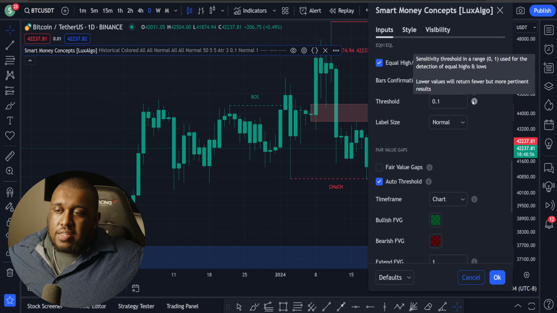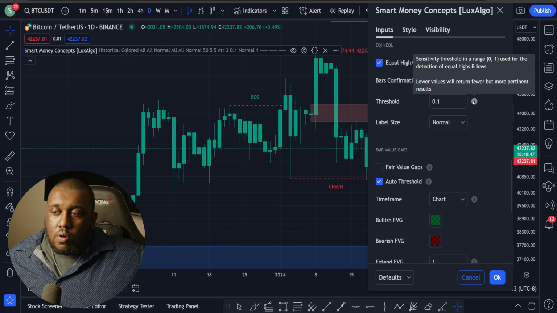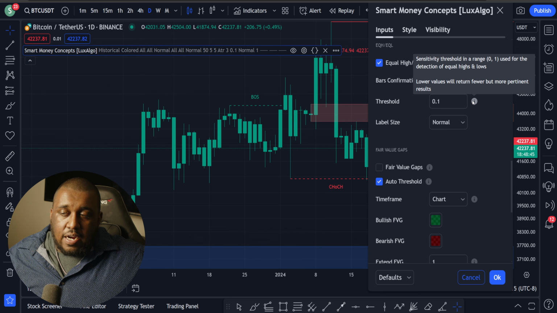Threshold, 0.1, leave this here. Sensitivity threshold in a range of 0 to 1, used for the detection of equal highs and lows. Lower values will return fewer but more pertinent results. I like lower and more pertinent results, so I get as close to 0 as possible. The default setting is the best.